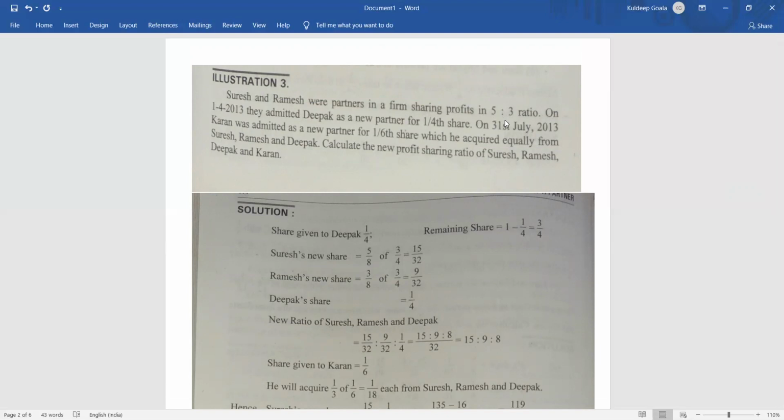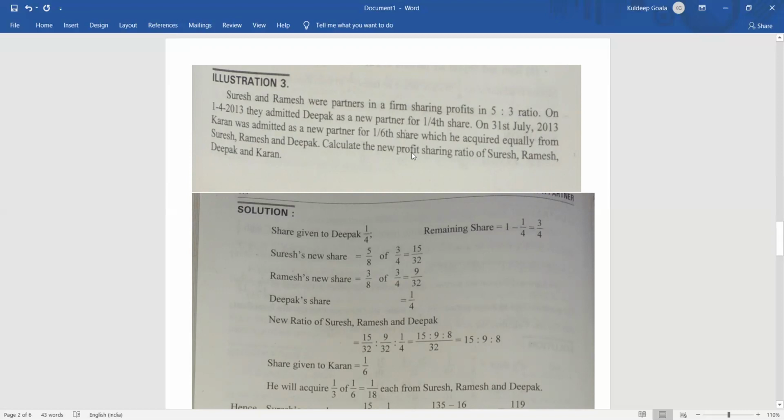On 1st of April 2013, they admitted Deepak. They took Deepak as a new partner for 1/4 share. Clear? On 31st of July 2013, what happened? Karan was admitted as a new partner.